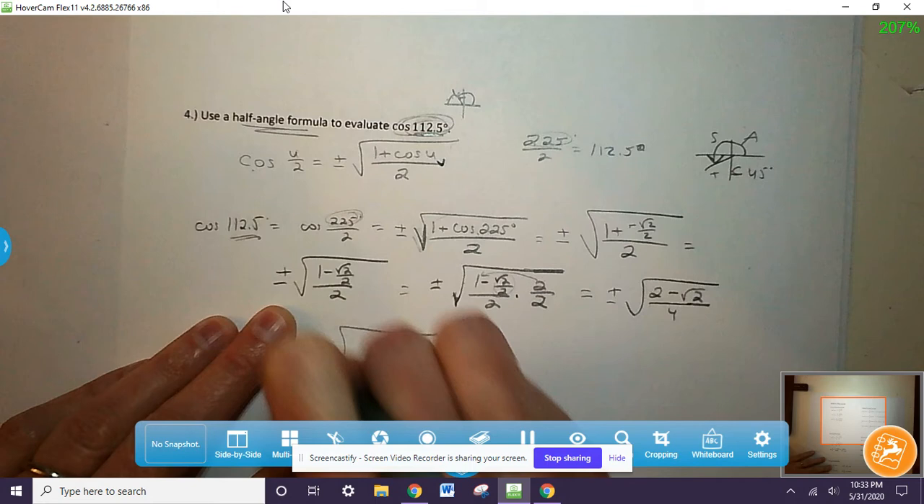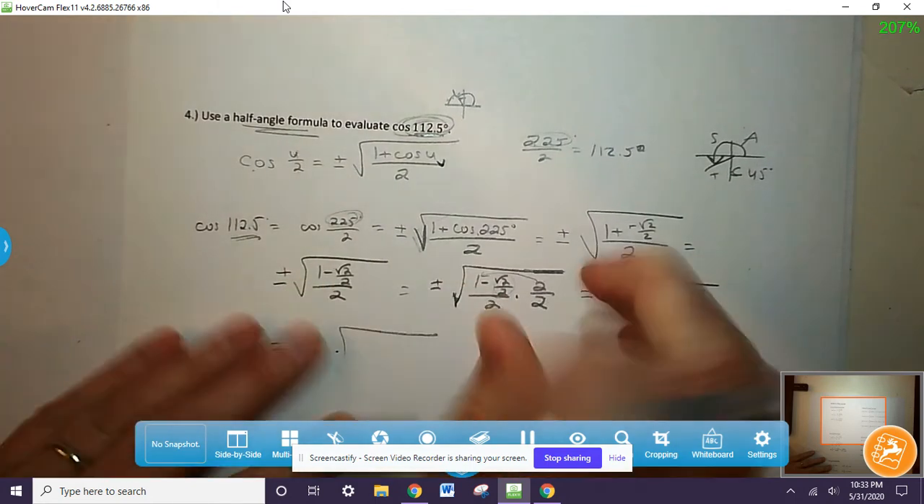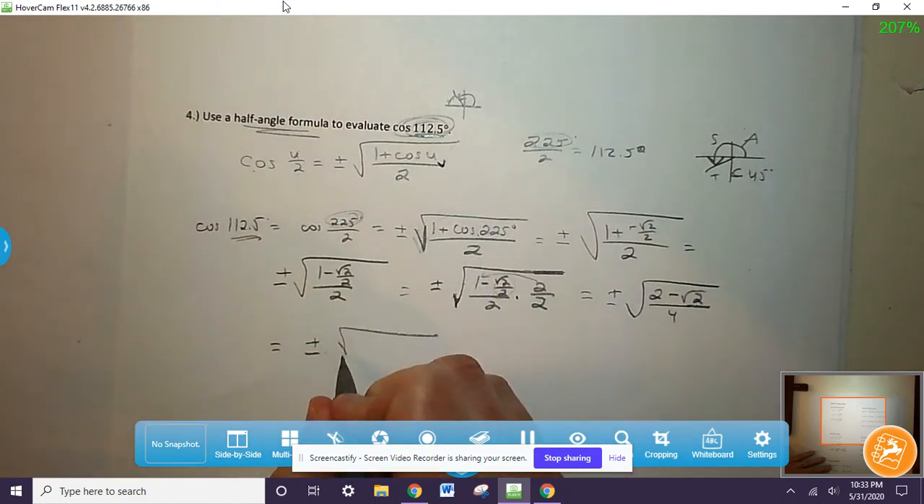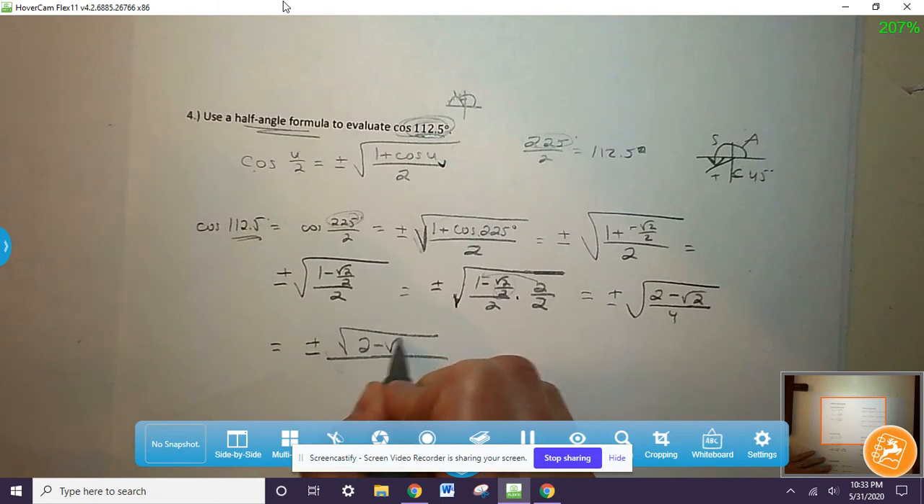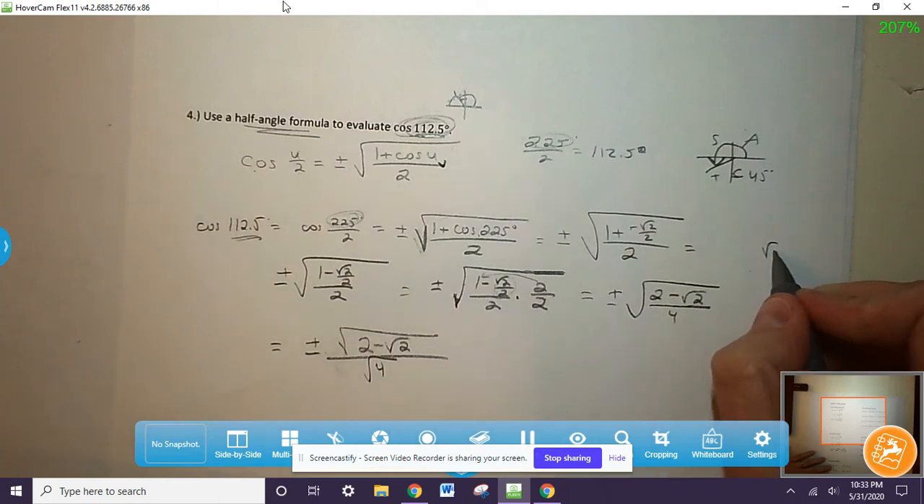So next we will use properties of radicals to split apart and take the square root of the top over the square root of the bottom. The property I just used here is this. If you have a square root of a fraction, you can make it square root of the top over square root of the bottom.